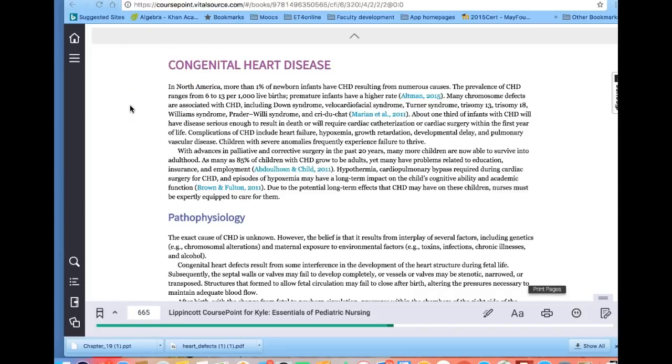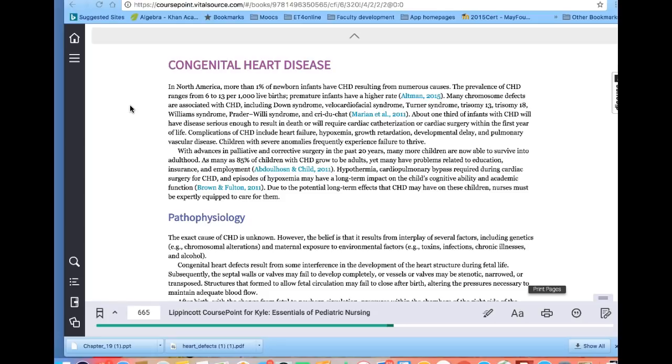Okay, so now we're going to talk about part two, the cardiovascular system. What I want to start with is congenital heart disease, congenital heart defects. Those are kind of used interchangeably. Congenital heart disease is the outcome of a congenital heart defect. One of the complications of congenital heart disease or a congenital heart defect can be CHF.